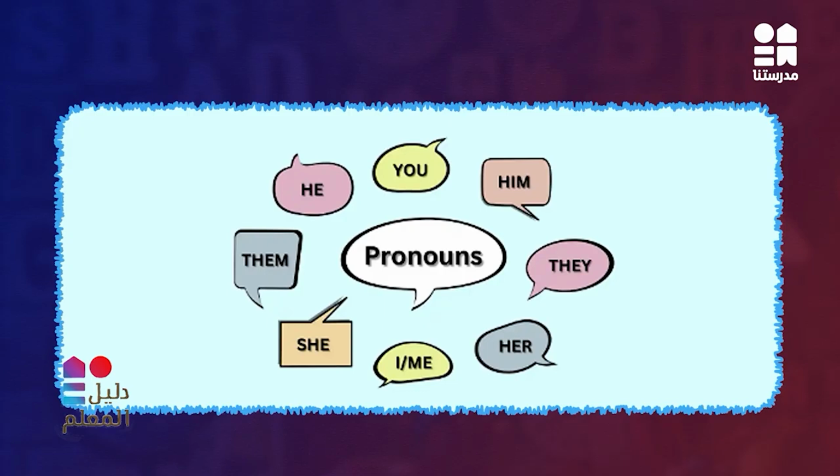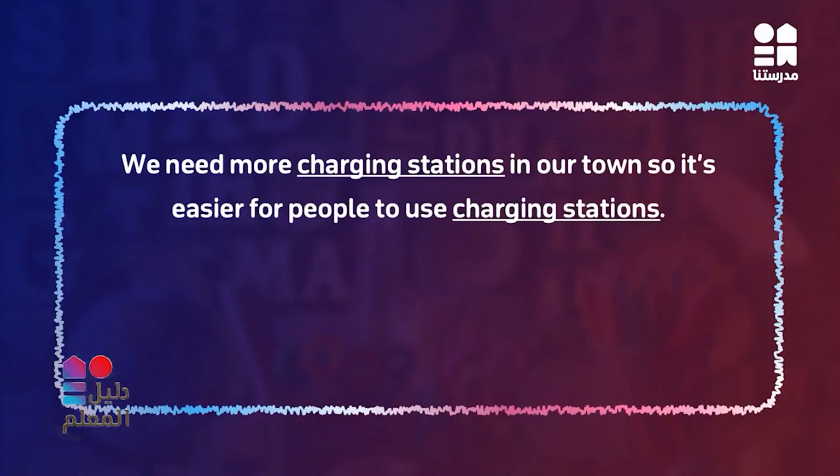Now for exercise 3, students are to learn how to use pronouns to avoid repetition. With books closed, write the example sentence on the board, but write charging stations twice instead of writing the pronoun. For example, we need more charging stations in our town, so it's easier for people to use the charging stations.